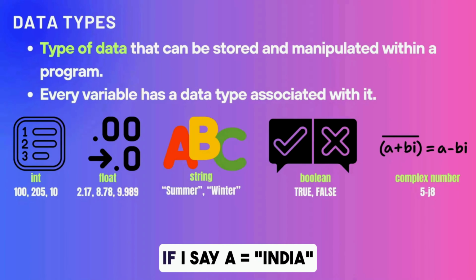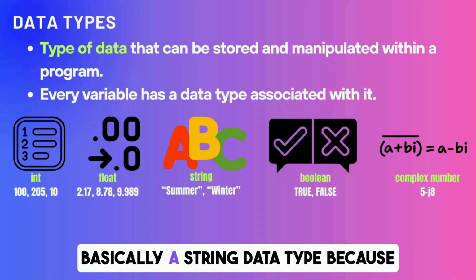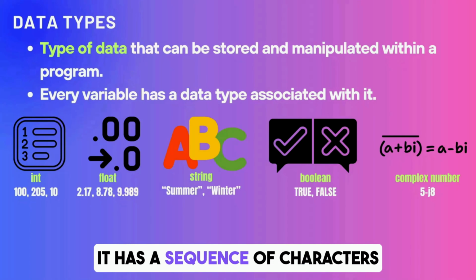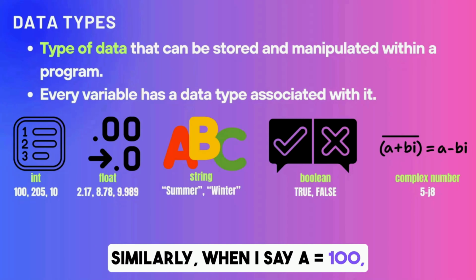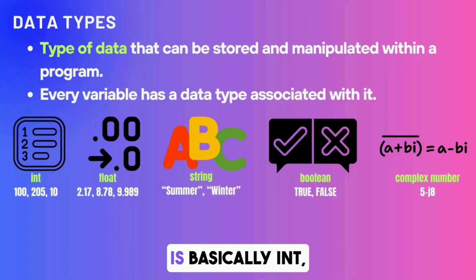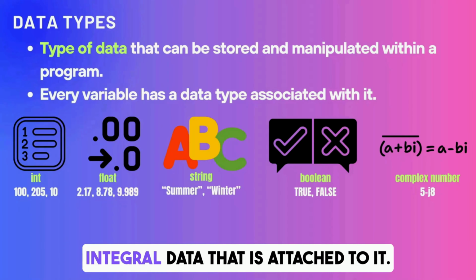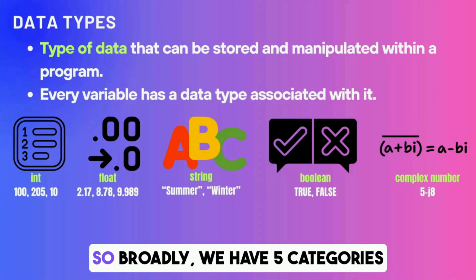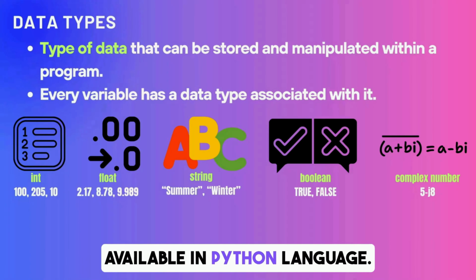For example, if I say A equals India, in that case, India is basically a string data type because it has a sequence of characters attached to it. Similarly, when I say A equals 100, the data type is int, which is integer, because it has some integral data attached to it. Broadly, we have 5 categories of data types available in the Python language.